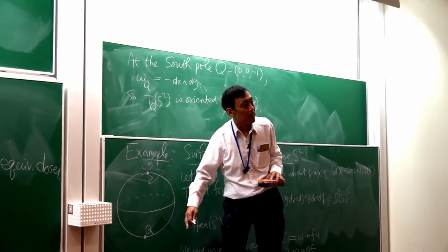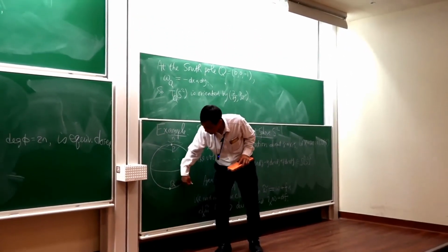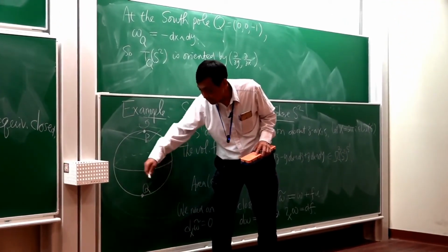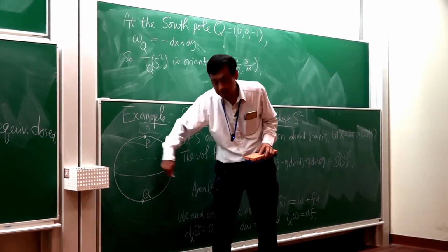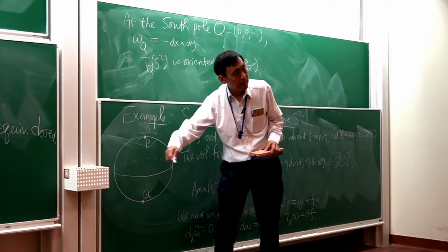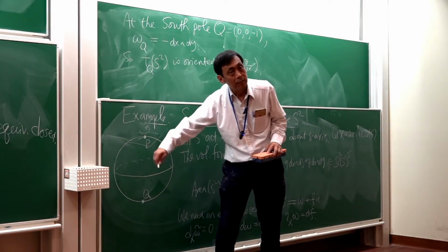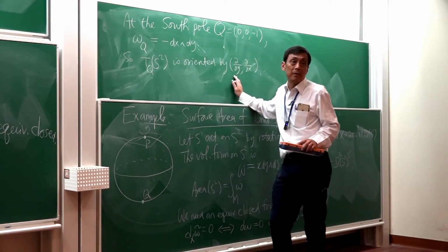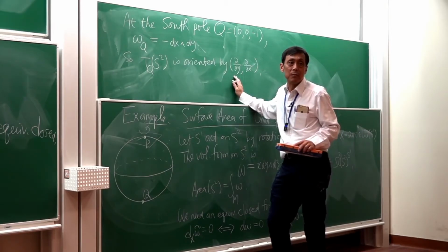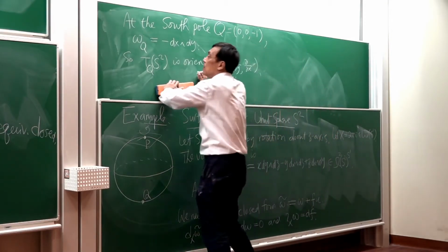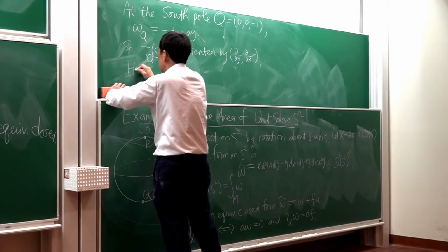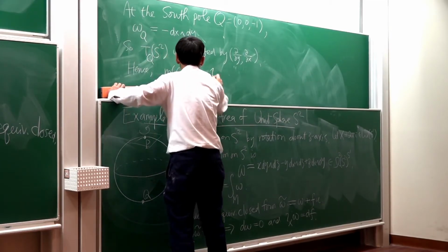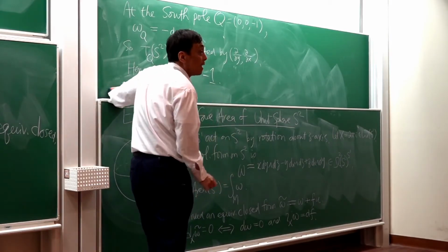It's going to be minus 1, because the tangent space representation, because your rotation is this way, like this, right? Your rotation is from dx to dy, but the orientation of the sphere at that point is dy dx. So hence m at Q is minus 1. Okay?